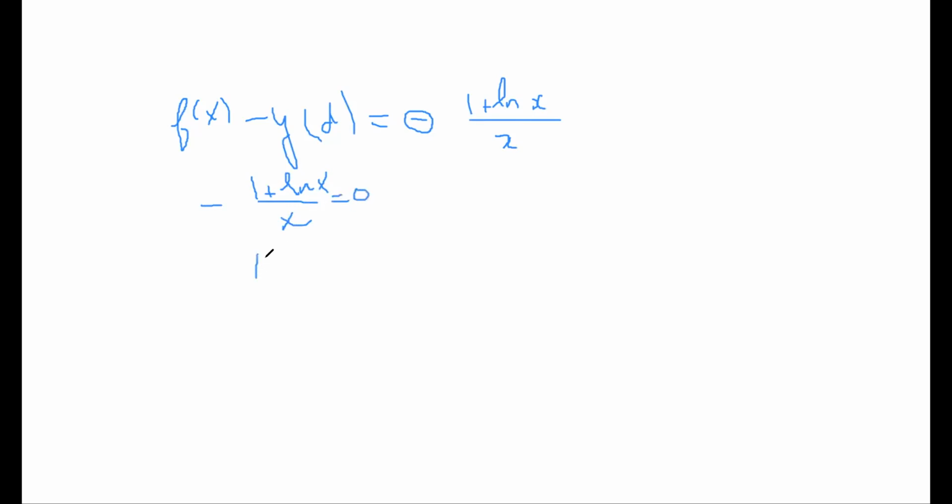It means that (1 plus ln x), multiplied by minus, over x equals 0. So the numerator is 0: 1 plus ln x equals 0. It means that ln x equals minus 1. If we need to remove ln, we apply e to both sides. So x equals e to the minus 1, which equals 1 over e.